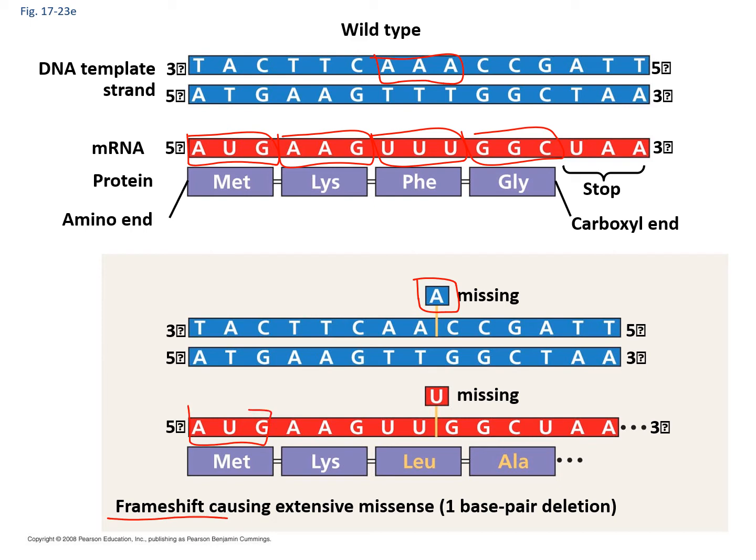So originally, before the mutation, it'll be the same, AUG, AAG, and now it'll be UUG, and then GCU, and so on. So what this will do is it will change the sequence of amino acids from where that mutation occurred. And this is called extensive missense. So from the point where that mutation occurred, you're going to have different amino acids. And this will completely change the protein product, which means it won't have the original function, which could result in a lethal effect on the bacterium.